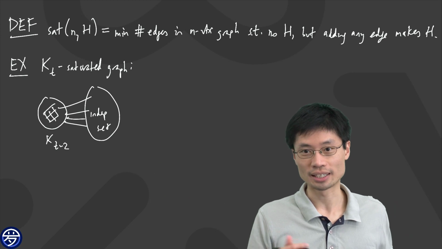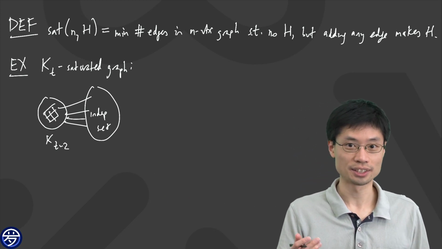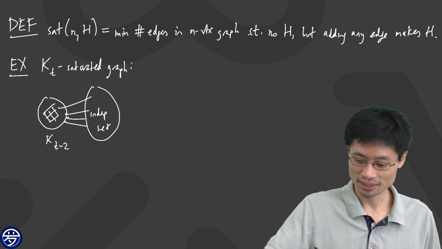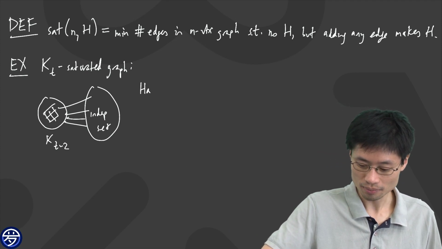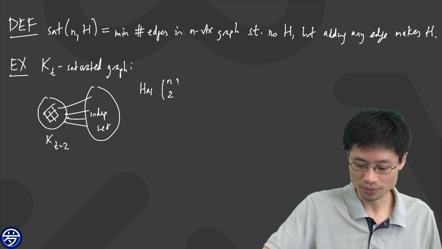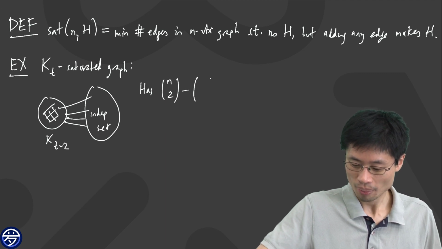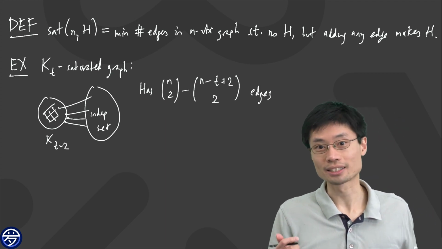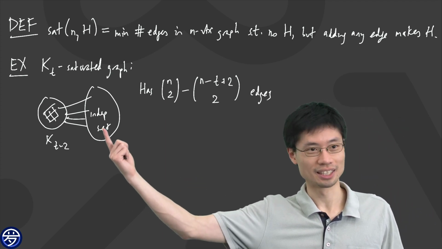The other way I'm going to write the exact answer is as a difference. You can write this as n choose 2 minus something. So this has exactly n choose 2 minus (n minus (t minus 2)), which is n minus t plus 2, choose 2 edges. And why is that? That's just because I have a complete graph minus another complete graph.